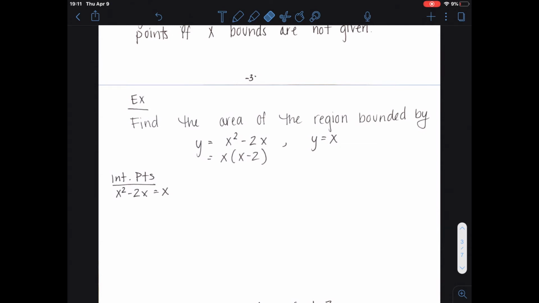So I want to set x squared minus 2x equal to x. If I want to solve for the values of x that make this true, you move all the x's to one side, factor out an x. There's two x values where these intersect, at 0 and at 3.